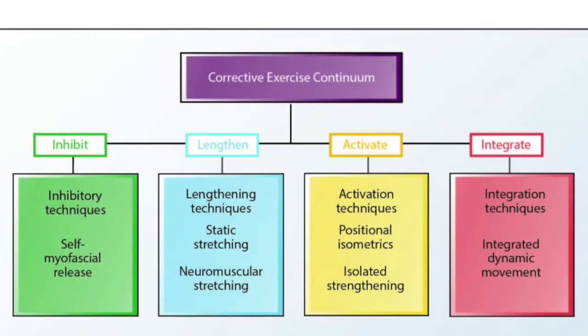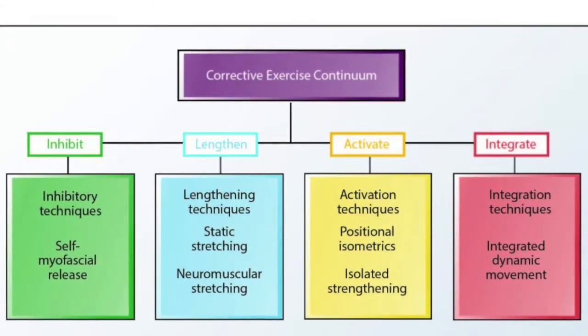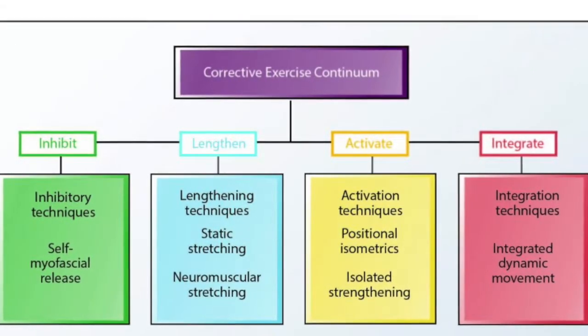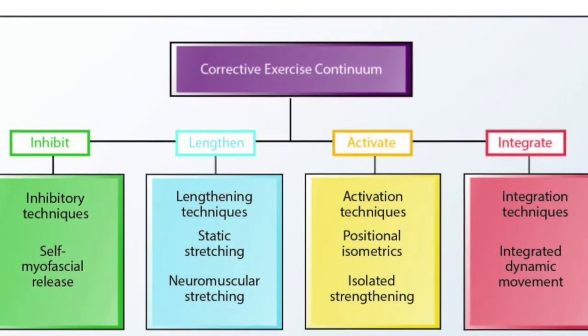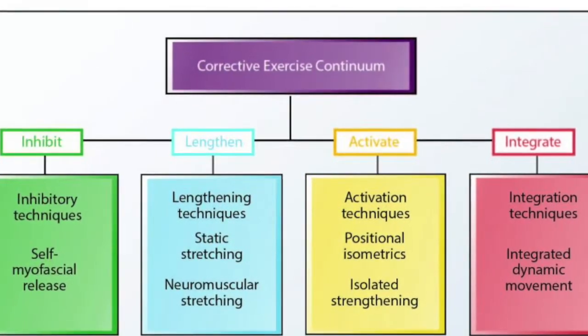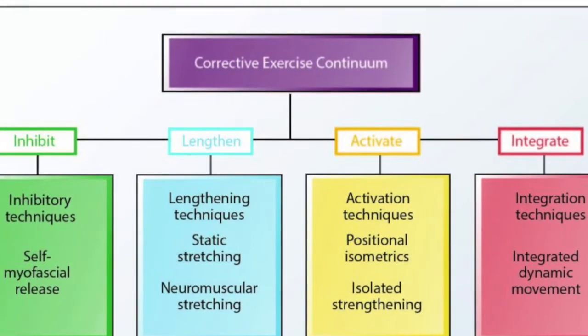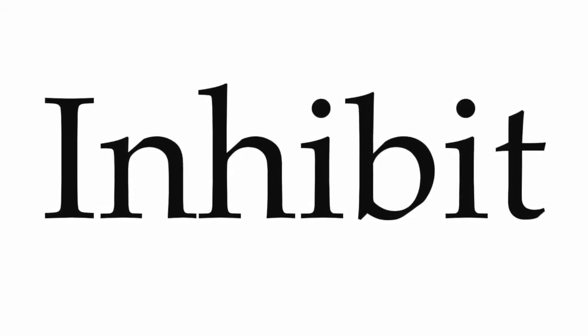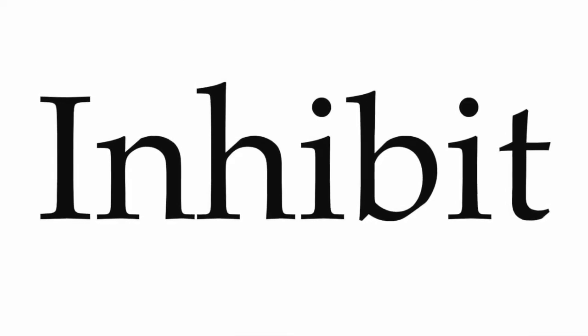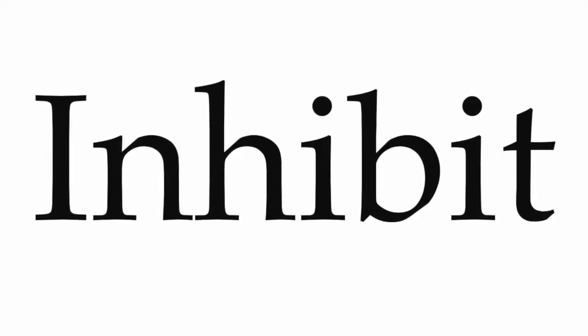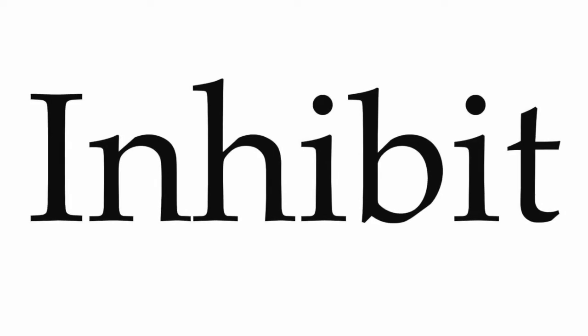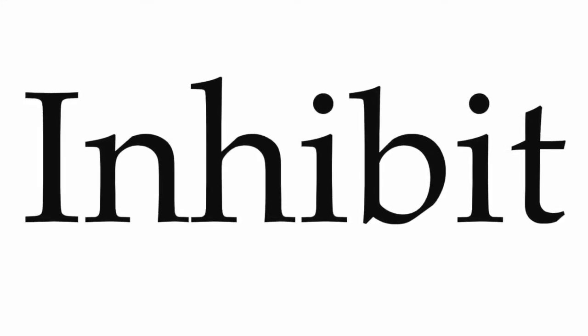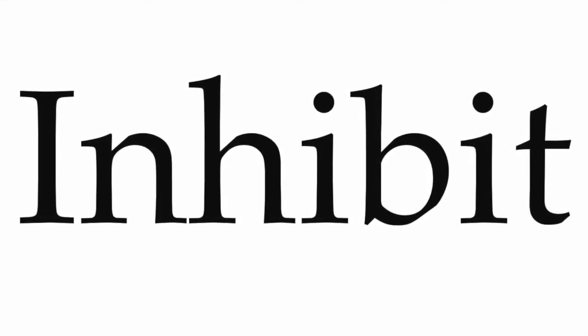When addressing a client's rehabilitation for shoulder impingement, utilization of the corrective exercise continuum is imperative to the long-term success of the client's health and recovery. The first stage of the continuum is the inhibition stage. This stage allows for the cessation of activity in the shoulder to allow for recovery. This technique of inhibition has a purpose of decreasing neuromuscular activity.